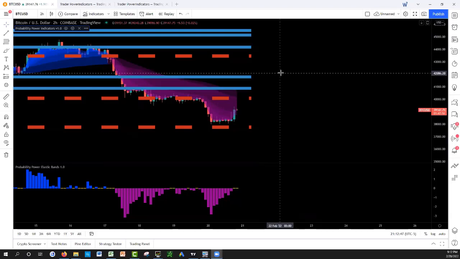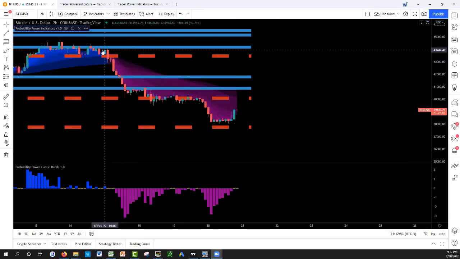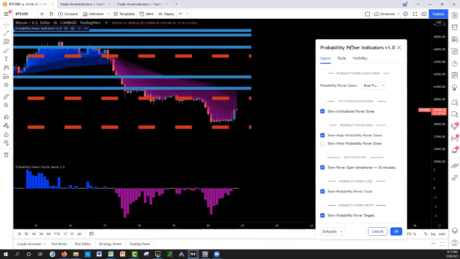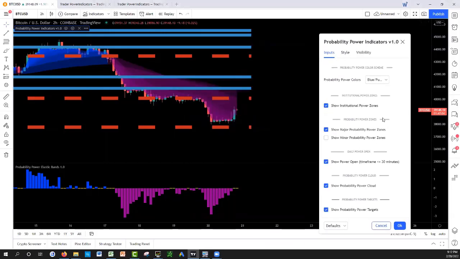Hey guys, so this video is going to be a tutorial on the different power zones in the probability power indicators. So if we go to the settings here, we're going to talk about these three power zones: institutional power zones, the major probability power zones, and the minor probability power zones. So right now the chart is just showing the institutional power zones and the major probability power zones.